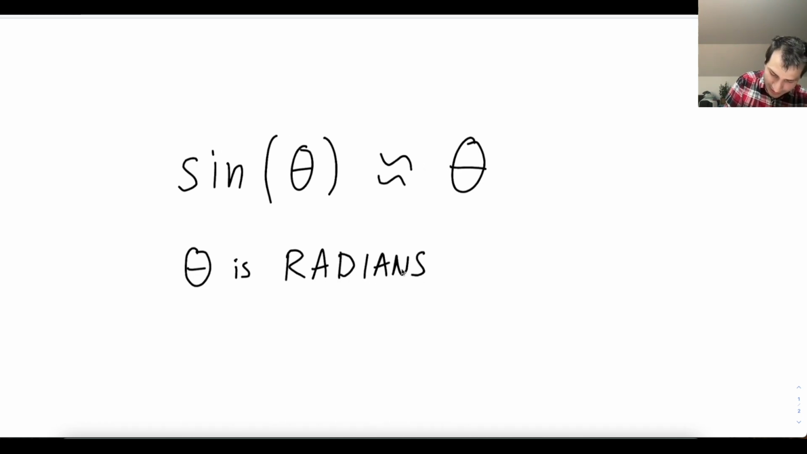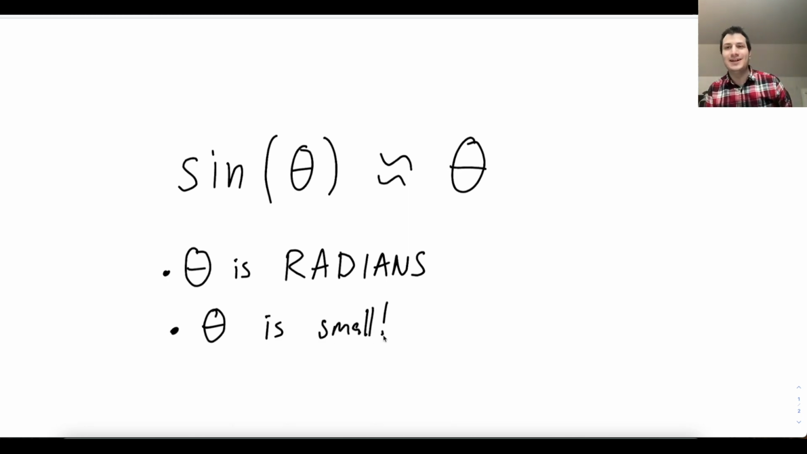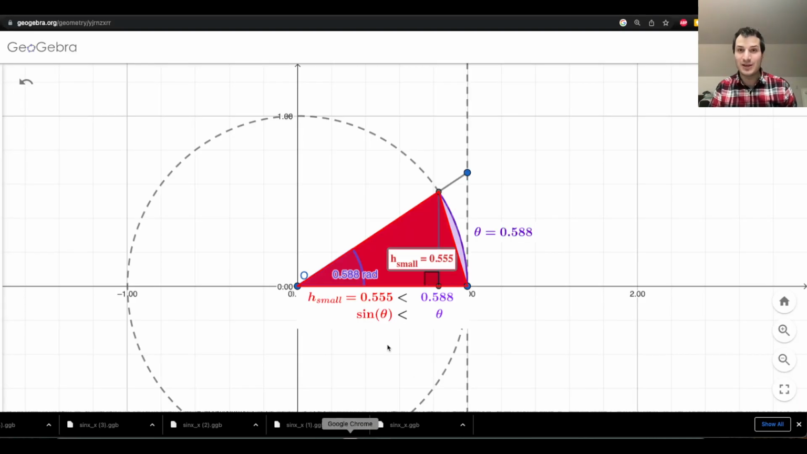Radians. And theta has to be small. Theta is small. And by small, we mean close to 0. And we'll see in the demonstration why it is true that it has to be in radians and why it is true that theta has to be small. Basically, the simple version of this is a sort of picture proof.